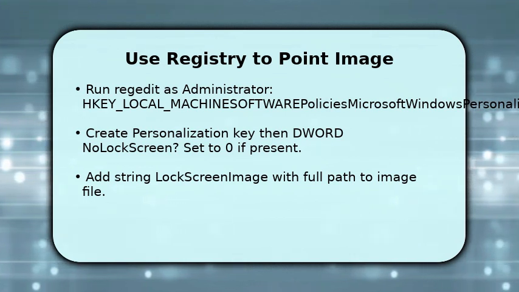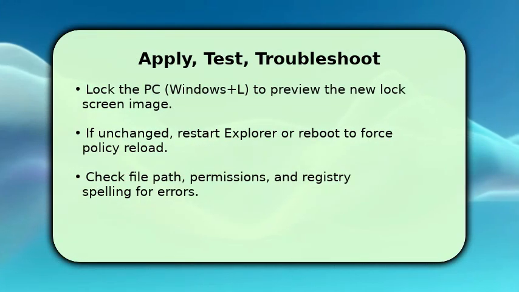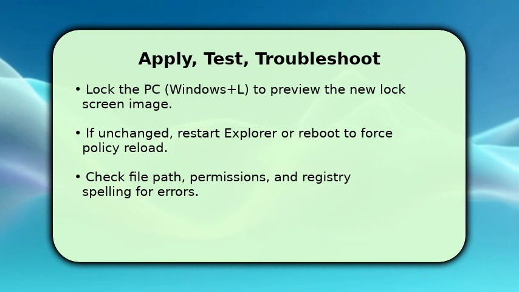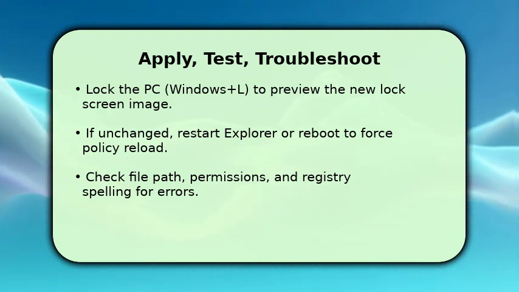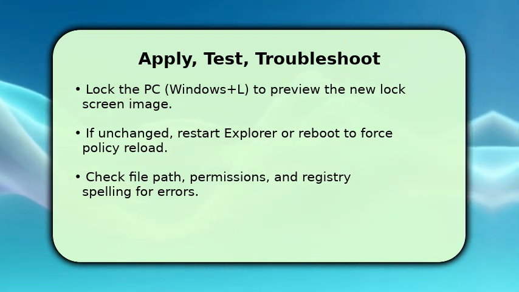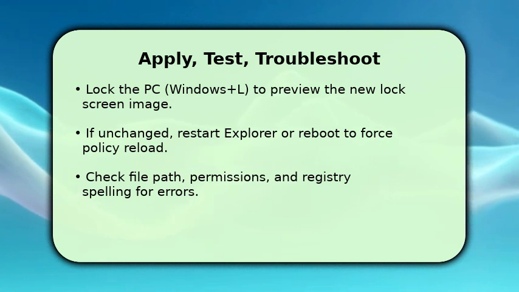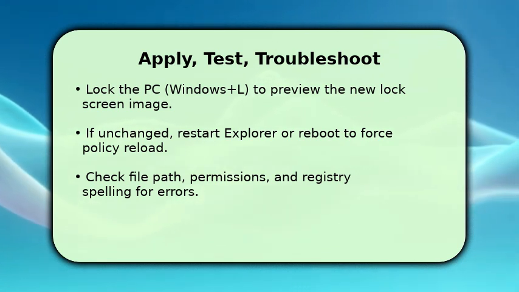Close Regedit once saved. Finally, lock your PC with Windows+L to see if the new lock screen appears. This verifies the change immediately. If the image didn't update, restart Explorer or reboot to force Windows to reload personalization settings.